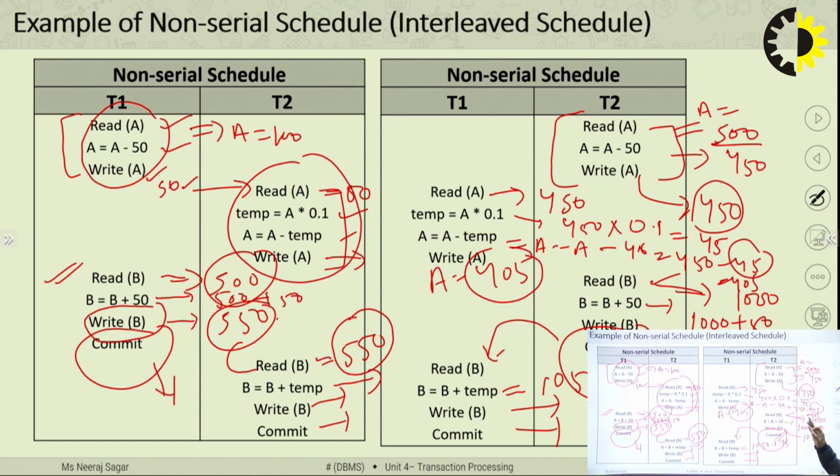Finally I want to tell you that both of these are examples of non-serial scheduling. Non-serial scheduling means some part of T1 is executing, and after that some part of T2 is executing, and then T1 and then T2. But it is not mandatory that we first start from T1 or T2. We can start from either T1 or T2, and at the end maybe we get the same result, but it is not compulsory that in all conditions, in all examples, we will get the same answer.